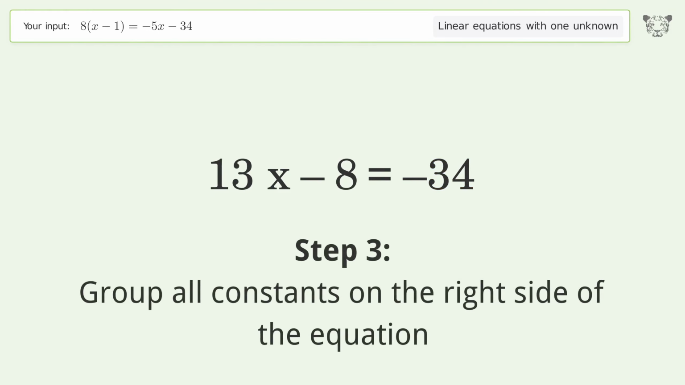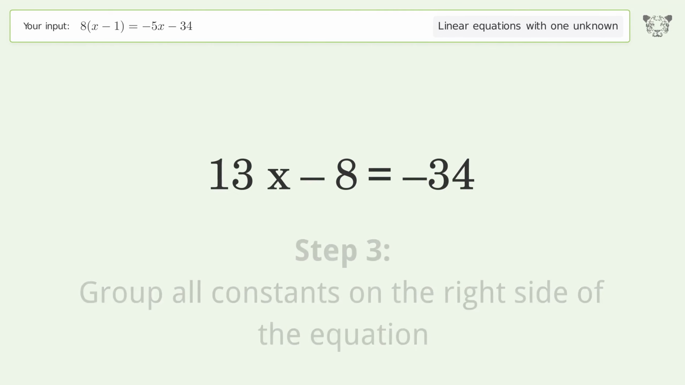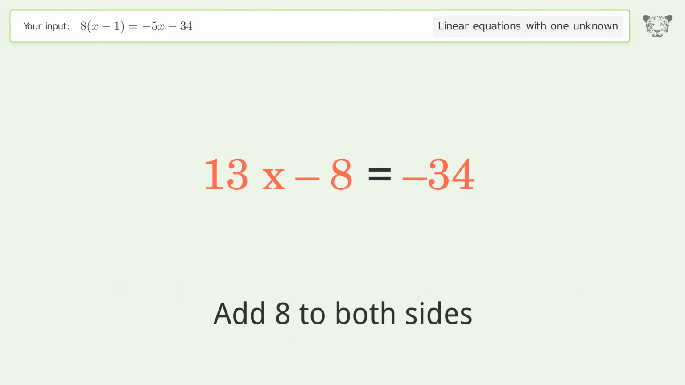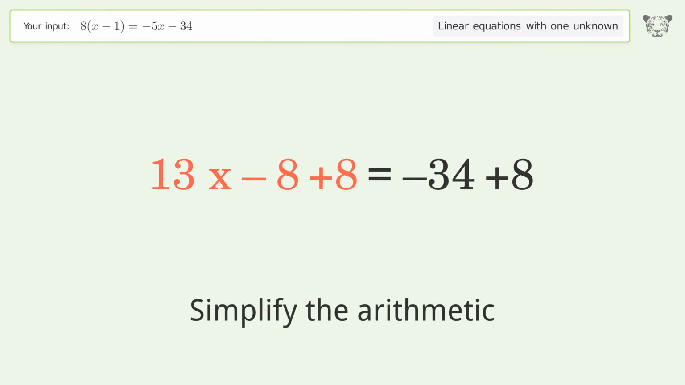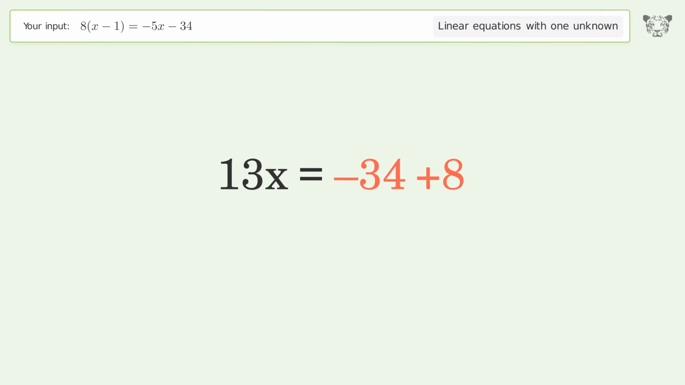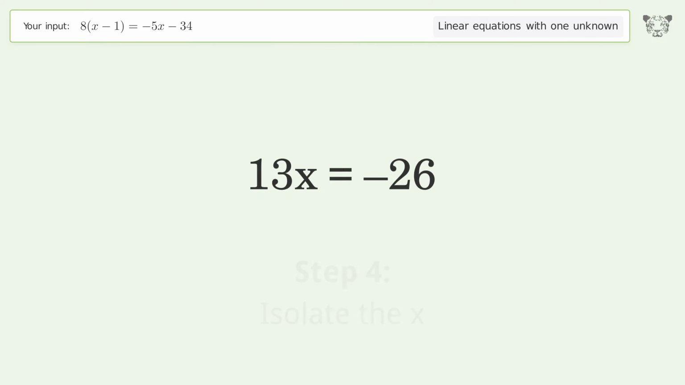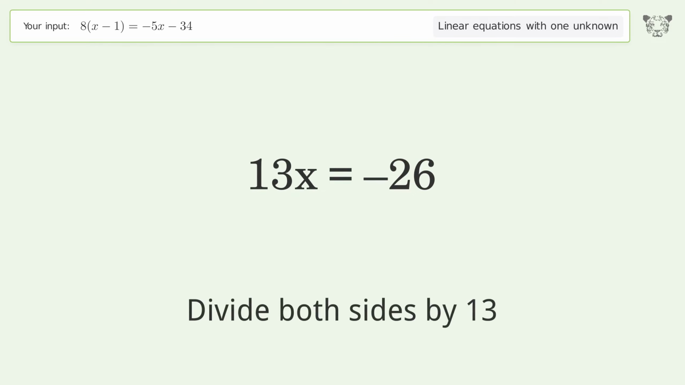Group all constants on the right side of the equation. Add 8 to both sides. Simplify the arithmetic. Isolate the x. Divide both sides by 13.